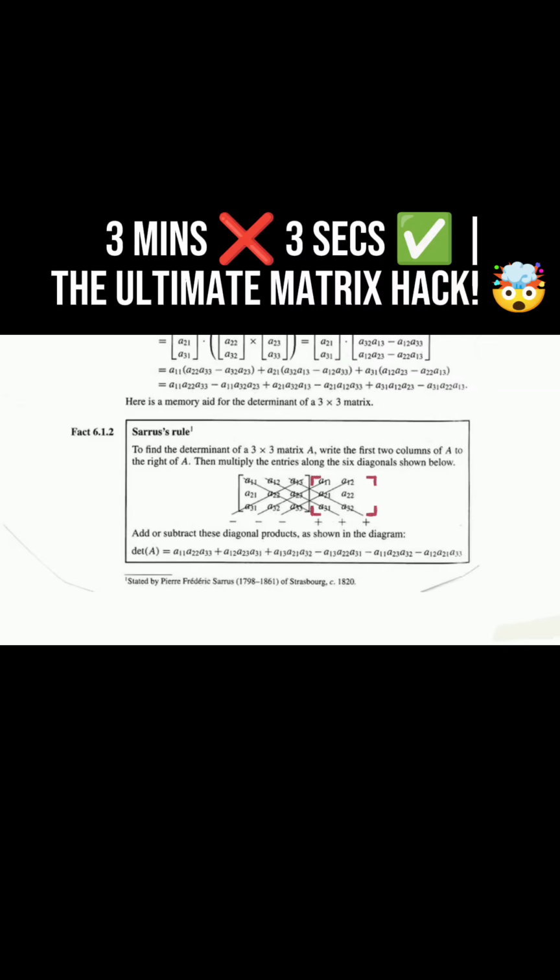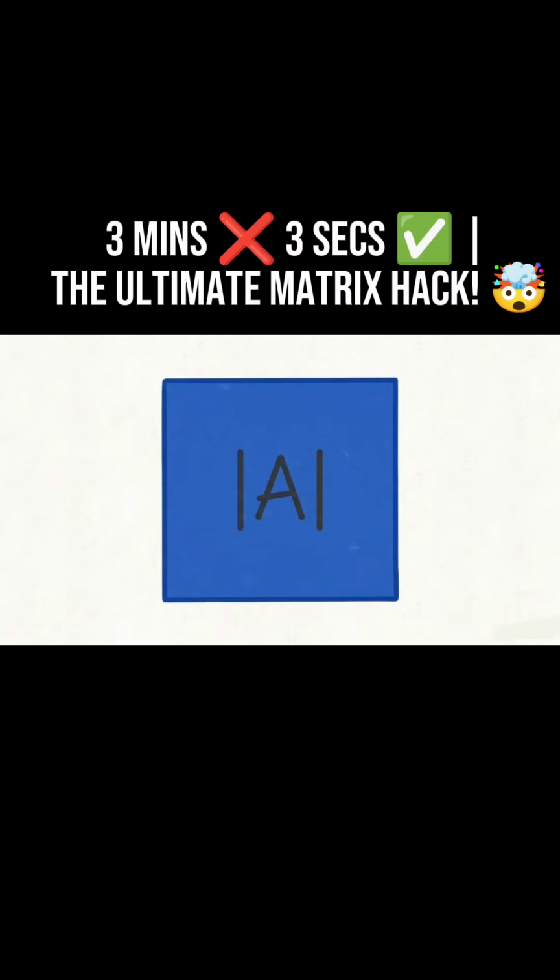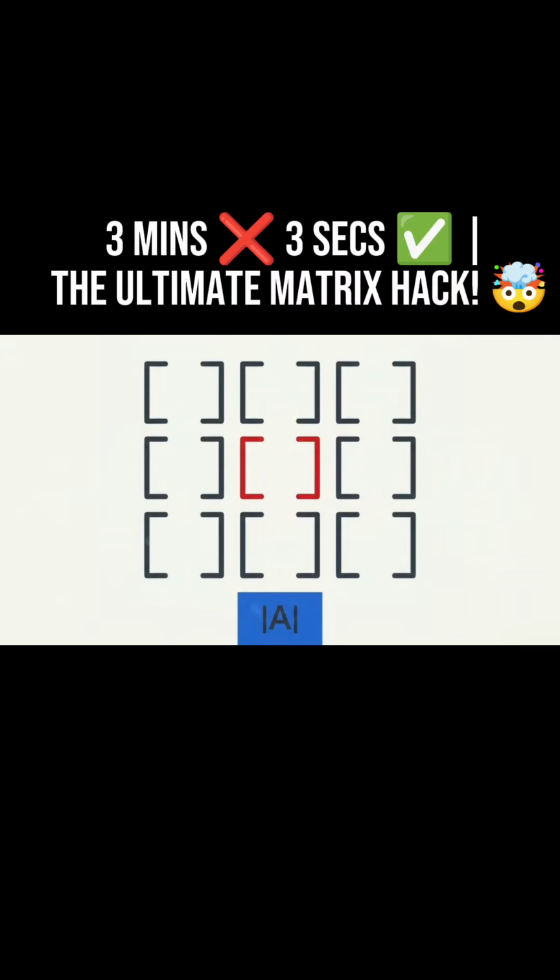Duplicate the first 2 matrix columns on the right. Multiply entries along the 3 downward-pointing diagonals and add them together. Then, multiply the 3 upward-pointing diagonals and subtract from your total. This linear visual method locks in our determinant in seconds. With the denominator solved, we can focus all our cognitive resources on the much harder target, the adjoint matrix.